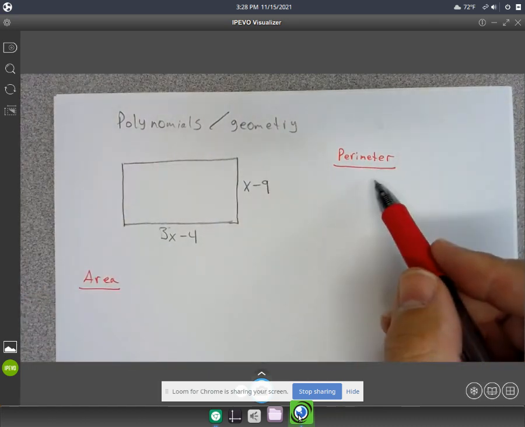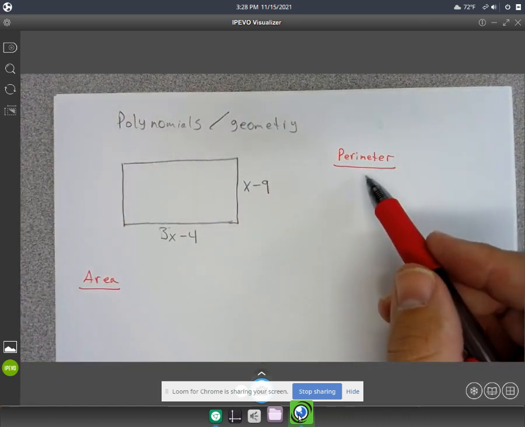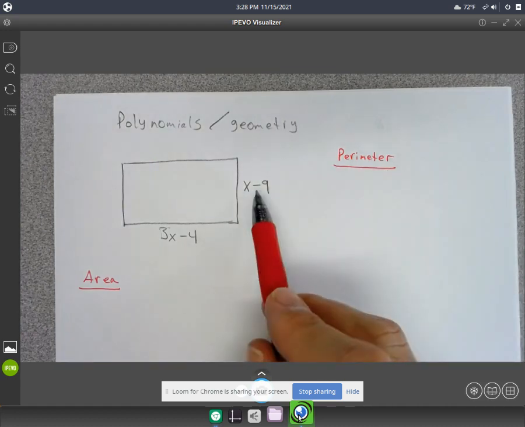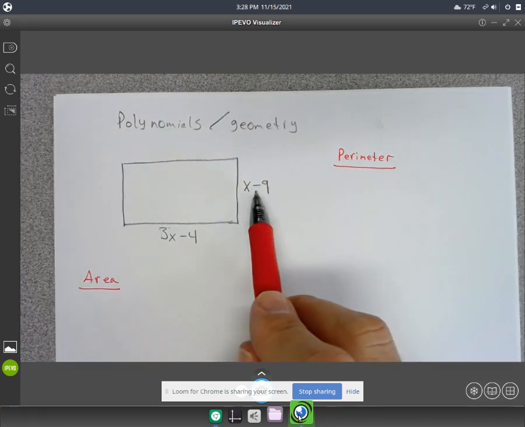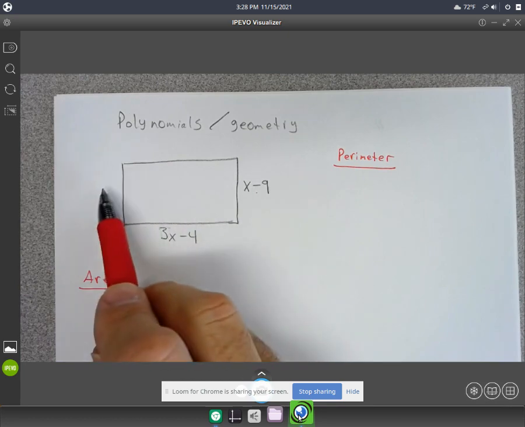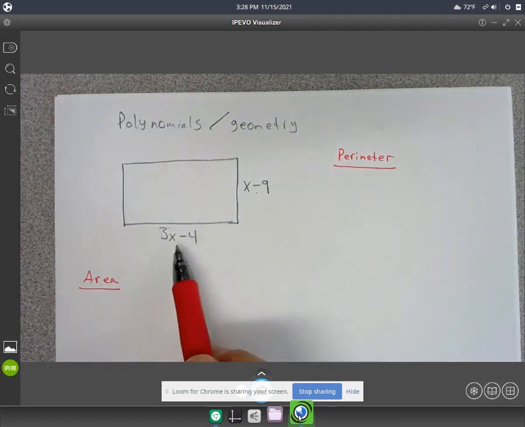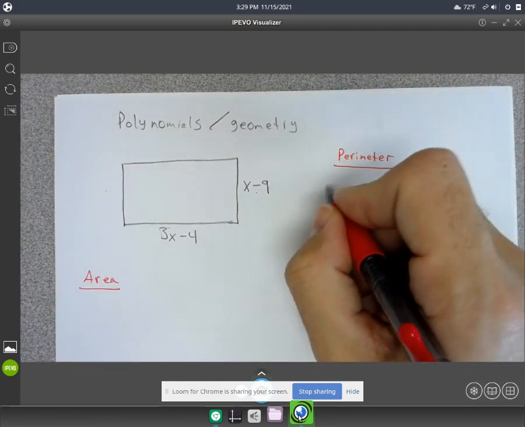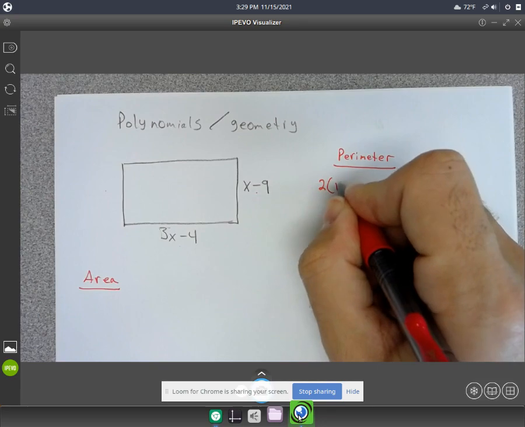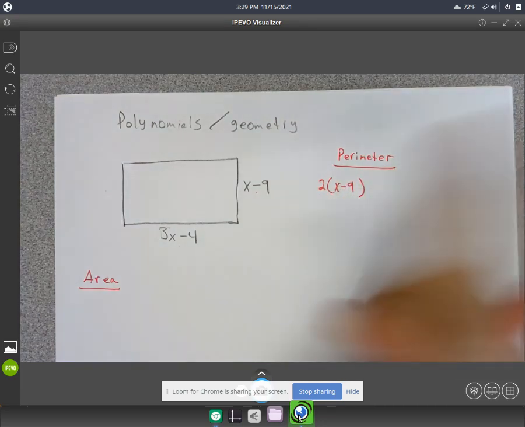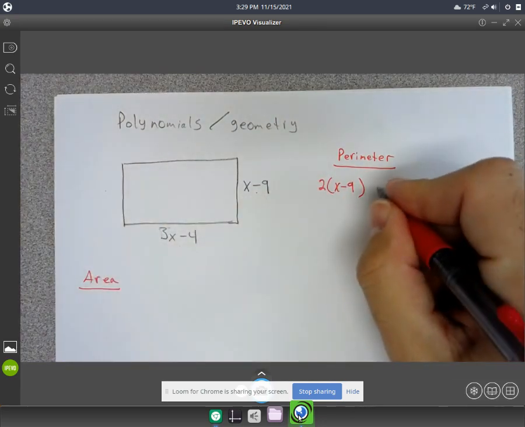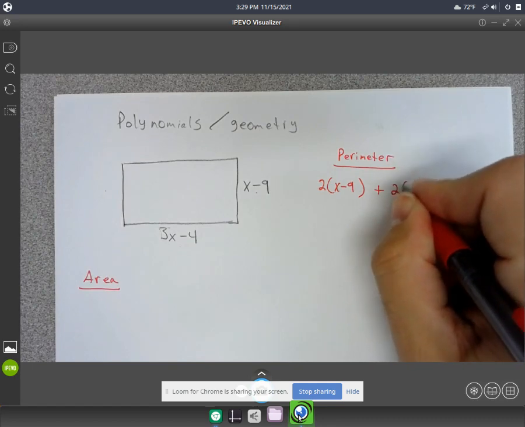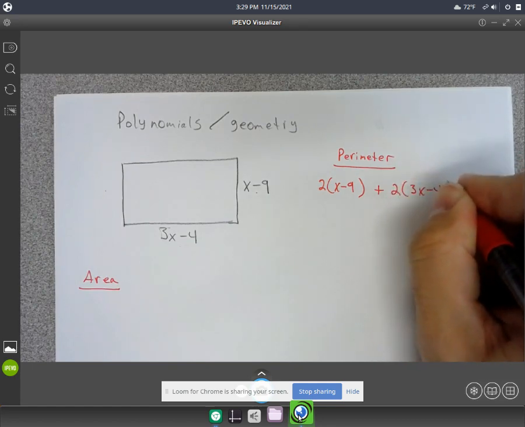To find the perimeter, if you remember back from 7th grade, all you do is add up the four side lengths. So you would do x minus 9 plus x minus 9 plus this one plus that one, right? That's what you would do for the perimeter. The way I'm going to do it is 2 times x minus 9, because there's two of them, and then plus 2 times 3x minus 4.